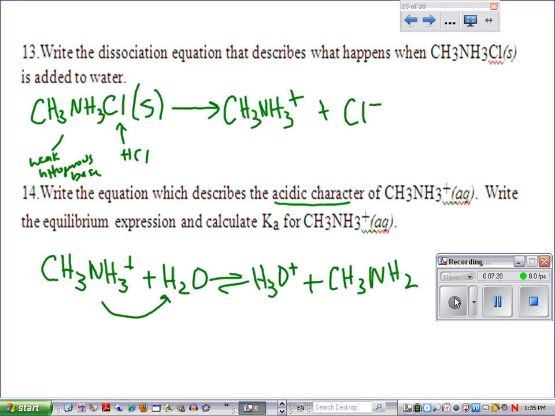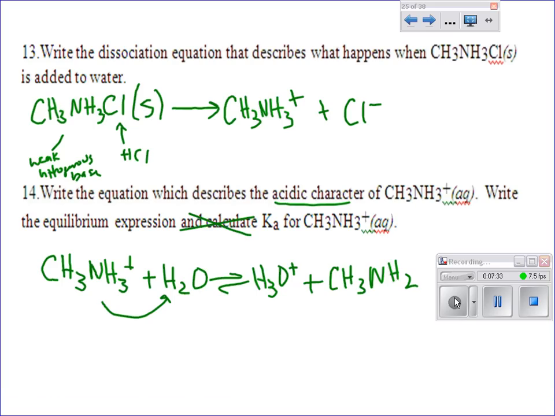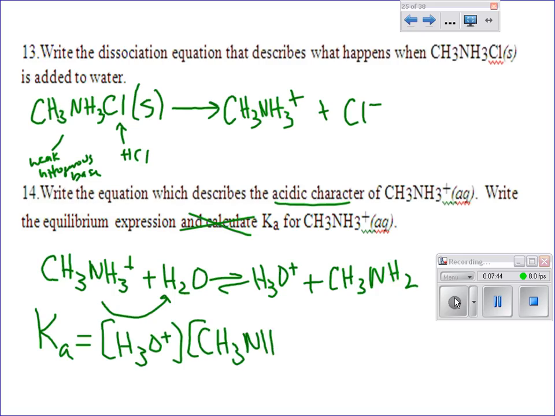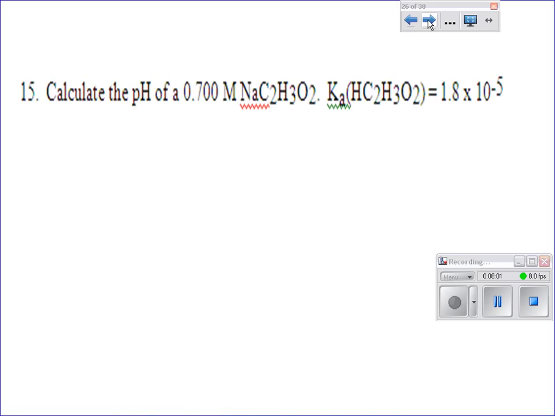We'll do the calculation in a minute. We really can't calculate the Ka because we don't have an original concentration of anything. For now, I just want you to write the equilibrium expression. You better know how to do this part. Products over reactants. What do I do with the water? Don't include it. So it's CH3NH2 times H3O+, just like we did before. Okay? All right, let's go ahead and do the real problems.